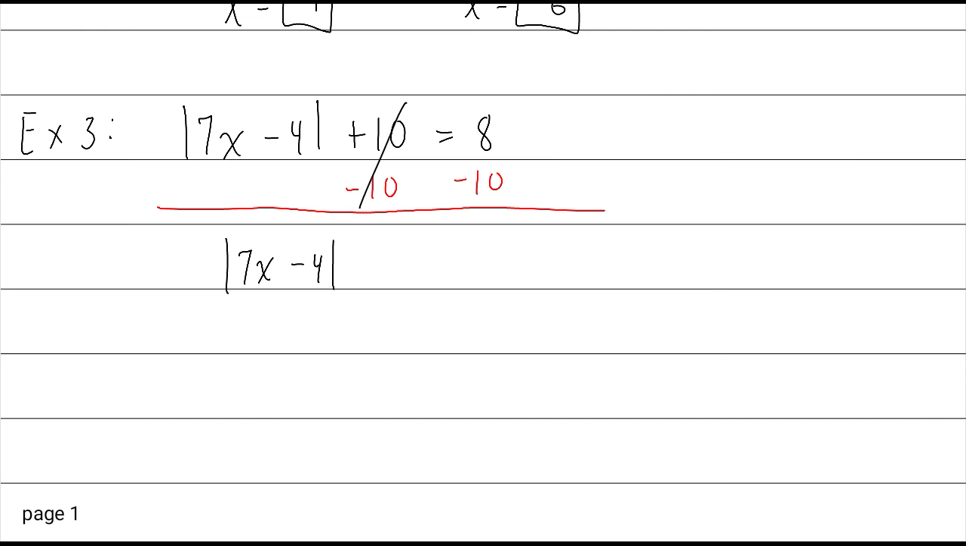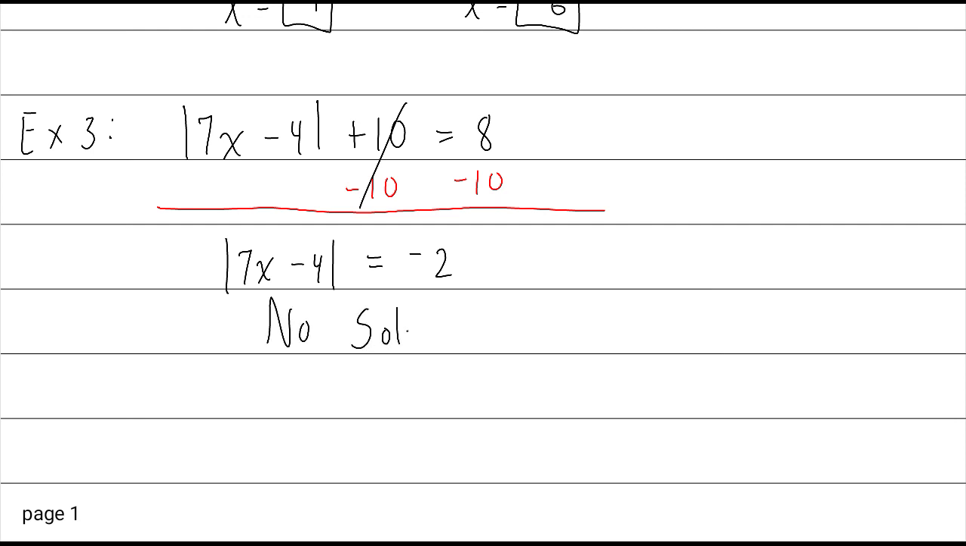Those cancel out, leaving me with a -2 here. Before you get carried away and start working this out, remember what we said: don't work this out yet. The absolute value equals a number, and this number has to be positive. Otherwise, there's nothing you can do here. So this one has no solution.